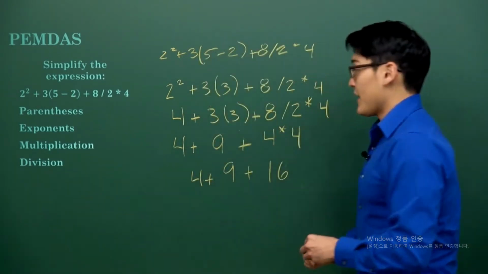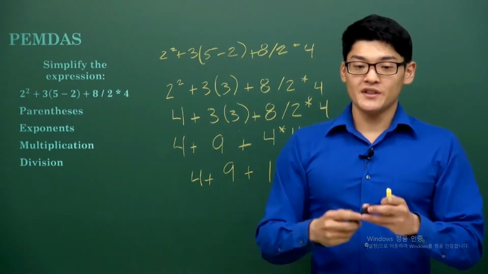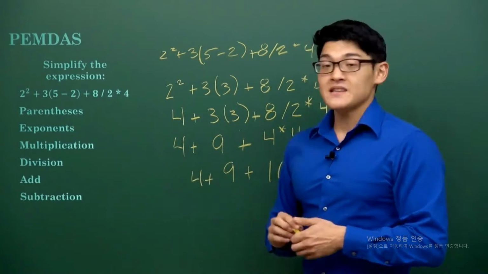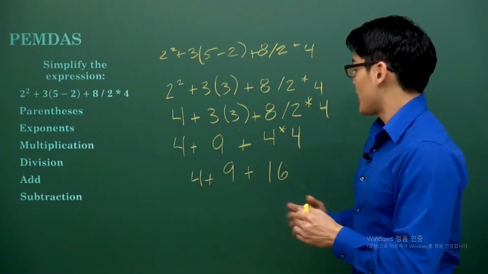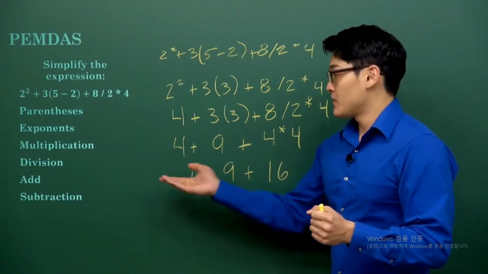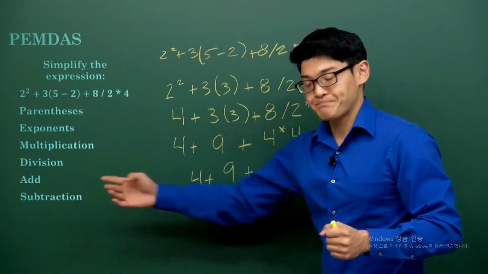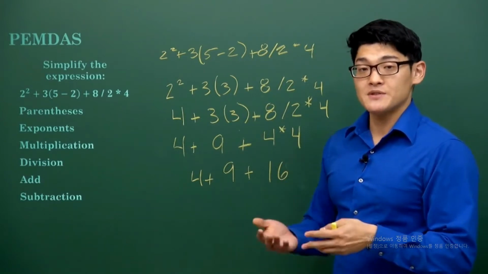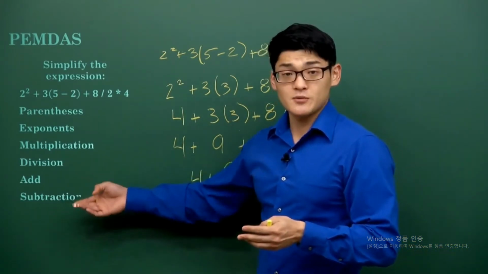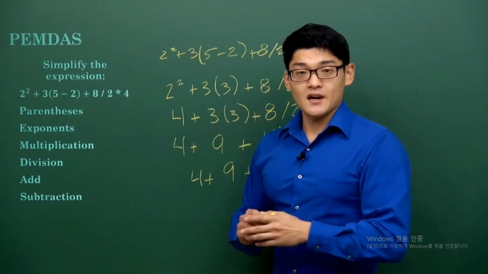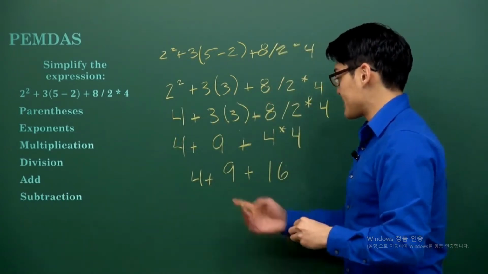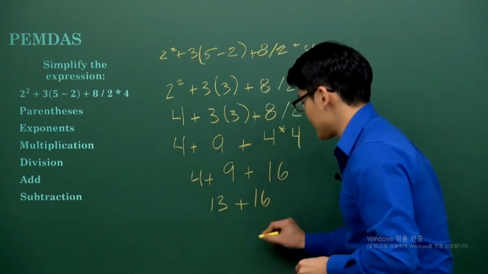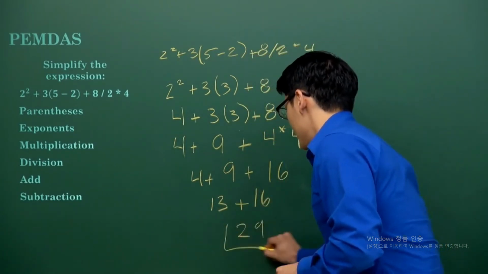So now we have 4 plus 9 plus 16. And then the last part we have to deal with, the AS, is addition and subtraction. This is the last tier that you'll be working with. So anything that has to do with addition or subtraction, you'll be doing that step. And again, you're reading from left to right. So whatever comes first, whether it be addition or subtraction, you do that from left to right. So 4 plus 9, we'll do that first, which is 13. Then we're left with plus 16. And we're left with the final answer, 29.